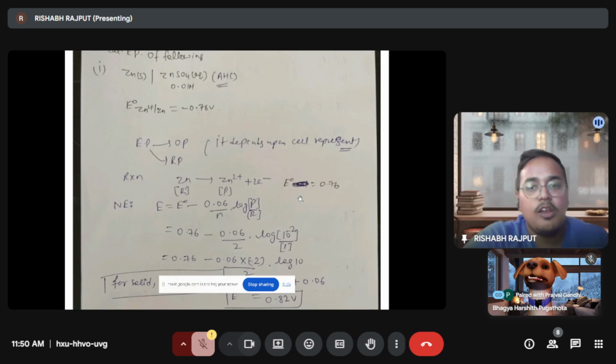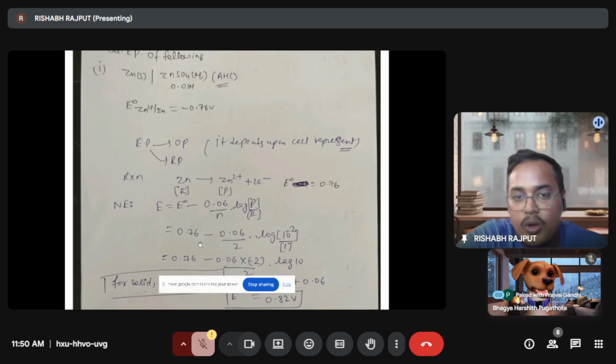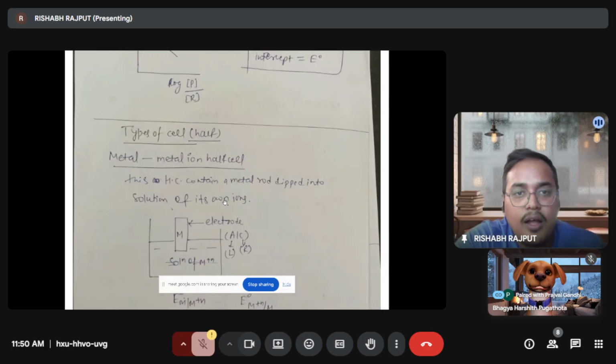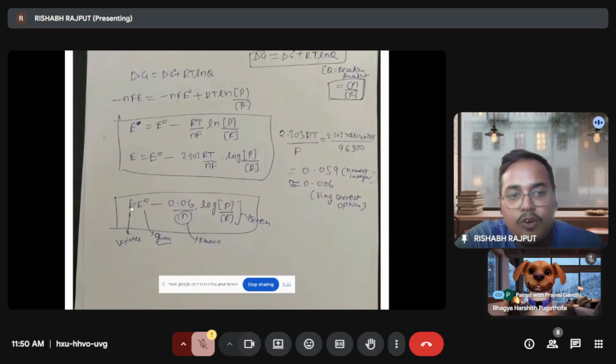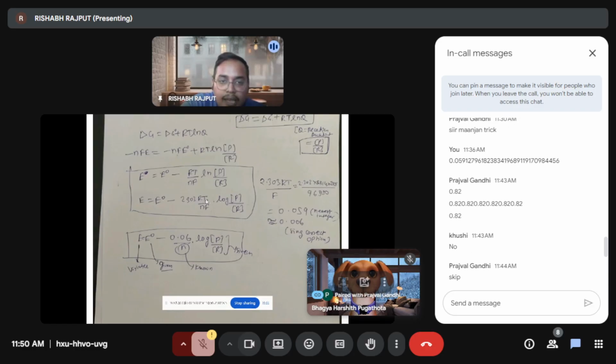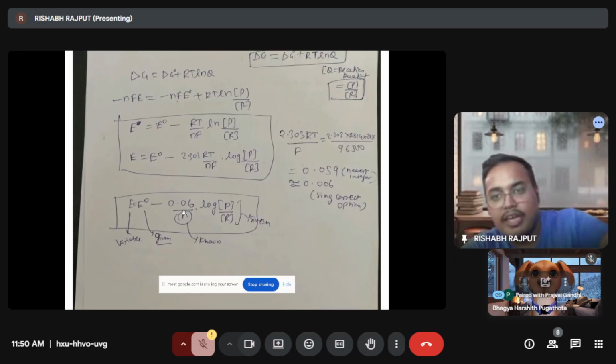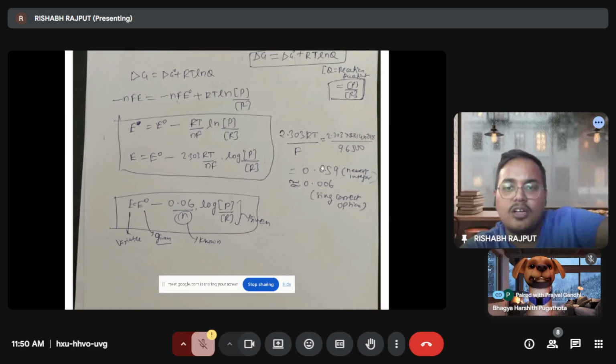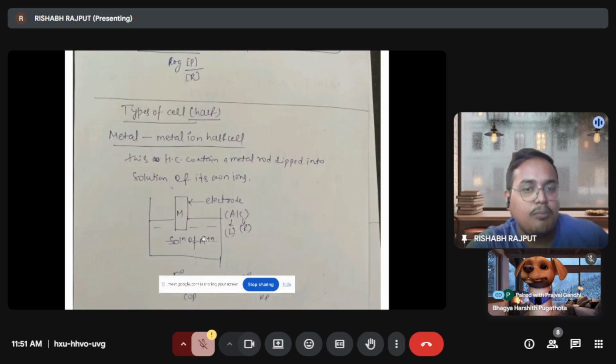So that is why I will take the E naught value as 0.76. Okay, and I already told you this formula: E is equal to E naught minus 0.06 by n log P by R. I will tell you 2.303 RT by n, you take 0.059. But if you have an MCQ question, you can use 0.06, no problem. If you have an integer value question, then you solve with 0.059. Okay, so that is why I am using that formula.